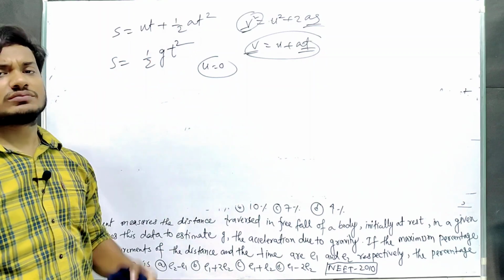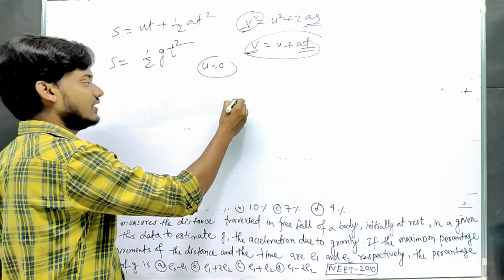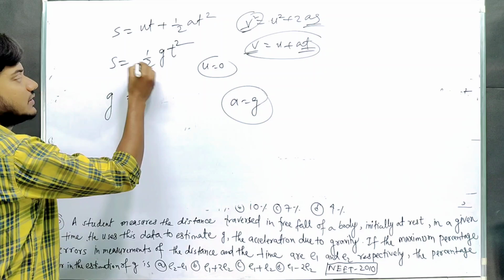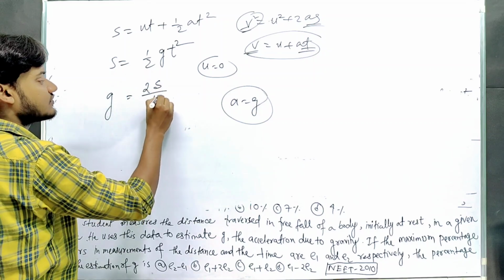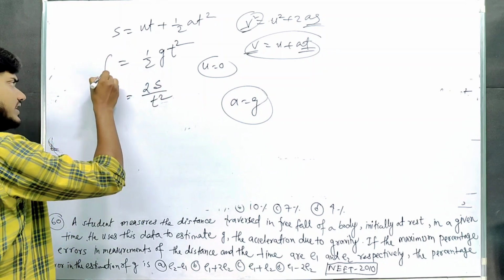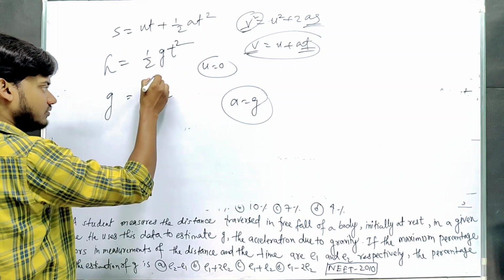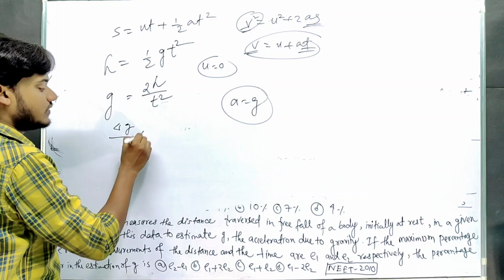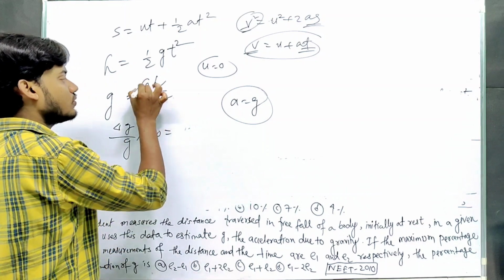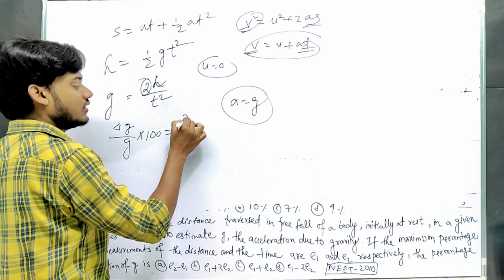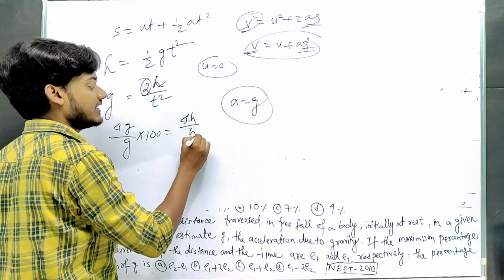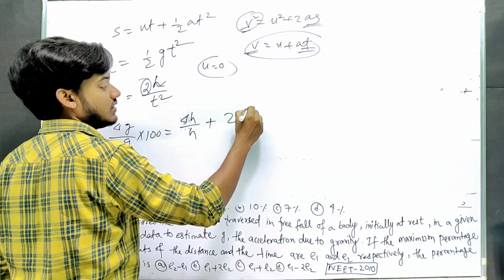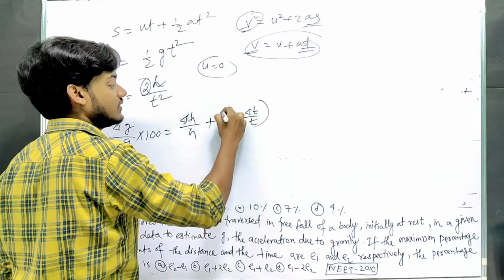For a, write g, because it is free fall. Free fall means acceleration equals acceleration due to gravity g. Now we have to calculate g. So g will be 2s by t square. You can write s as h, same. Okay, you can write this as 2h by t square. Now del g by g into 100 will be, remove the constant 2, del h by h plus power is 2, del t by t into 100.